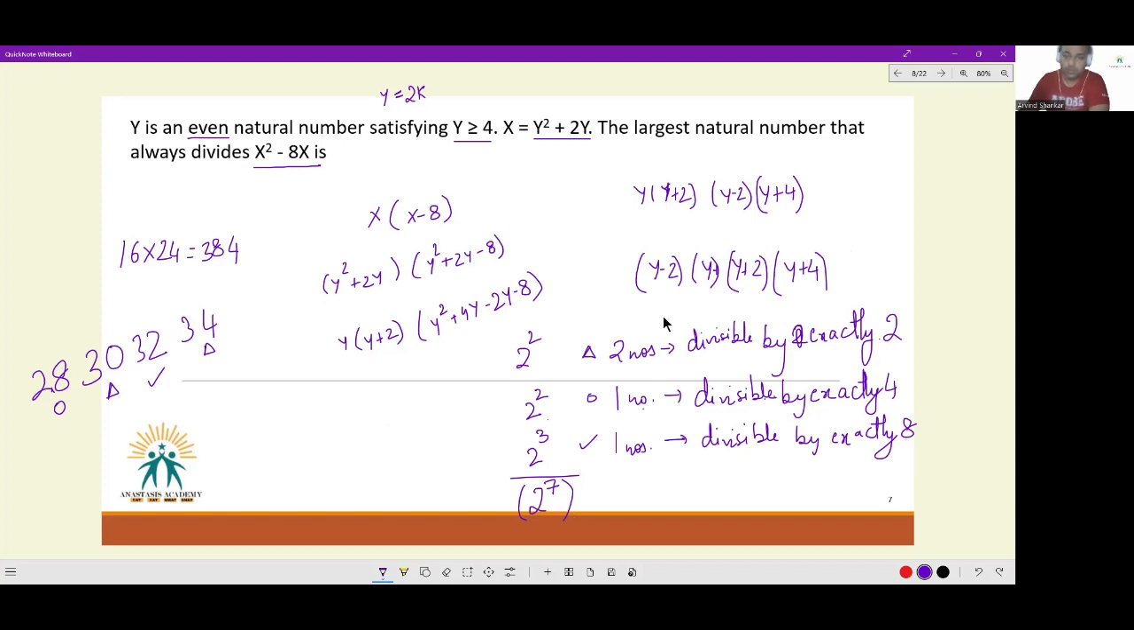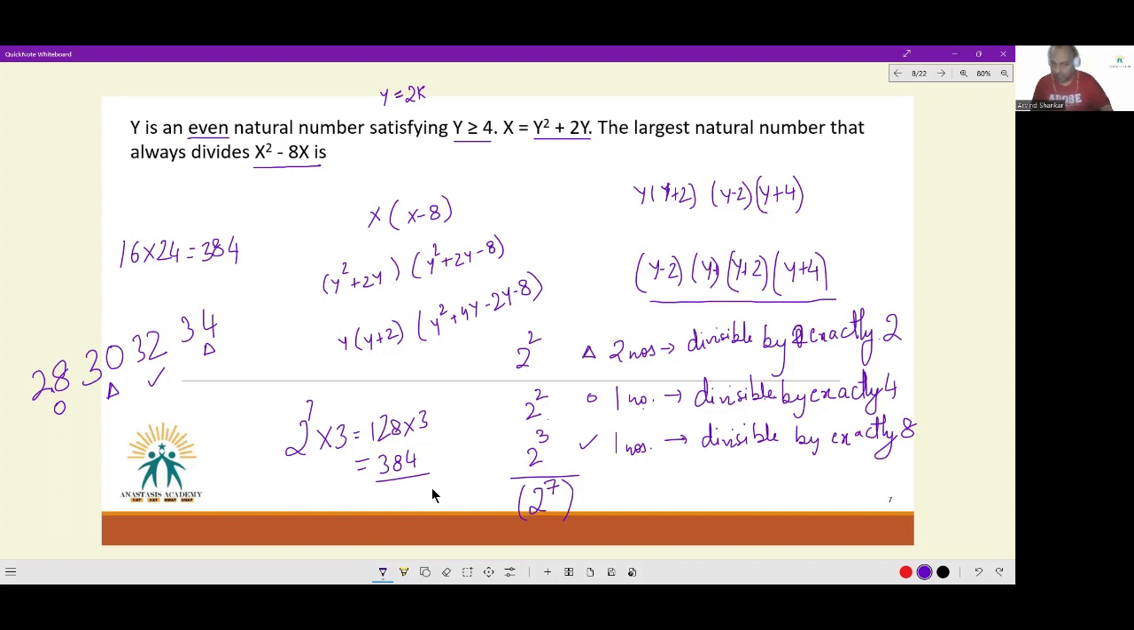Additionally, because we are taking 4 consecutive even numbers, there is definitely going to be at least one multiple of 3. So, our final result has to be divisible by 2 raised to the power 7 into 3, or 128 into 3, or 384. But this is very, very observational.